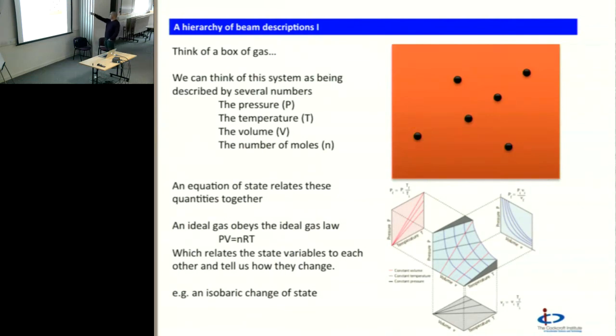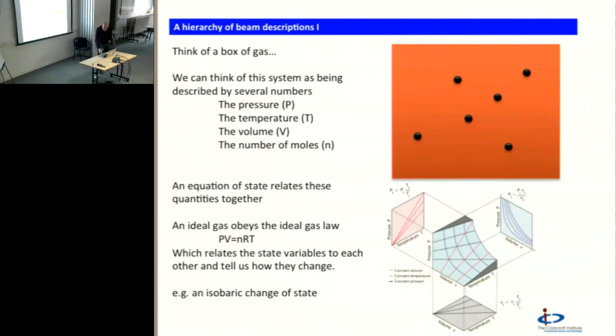So think of a box of gas, a bunch of molecules in some kind of box. We can describe this gas by a small number of numbers: its pressure, its temperature, and its volume, macroscopic variables. There are a very limited number of them. It could be 10 to the 23 molecules in that box, but there's only one pressure. And an equation of state will relate these quantities together. For example, the ideal gas law, PV equals nRT, relates these macroscopic variables to each other and tells you how they change in different situations.